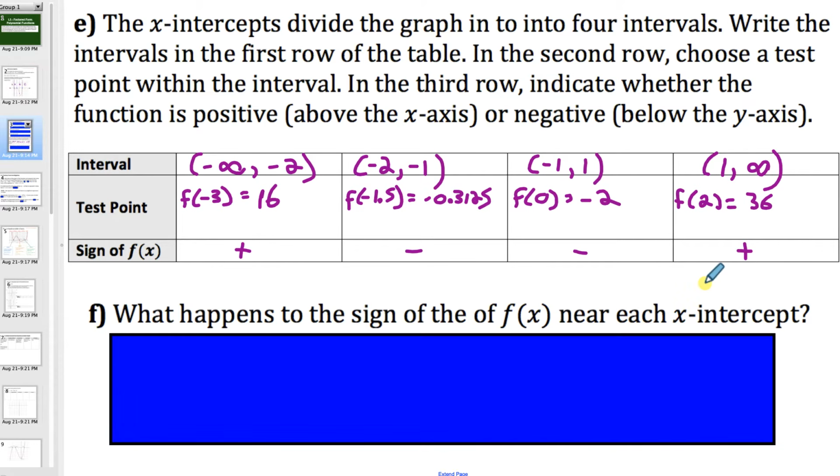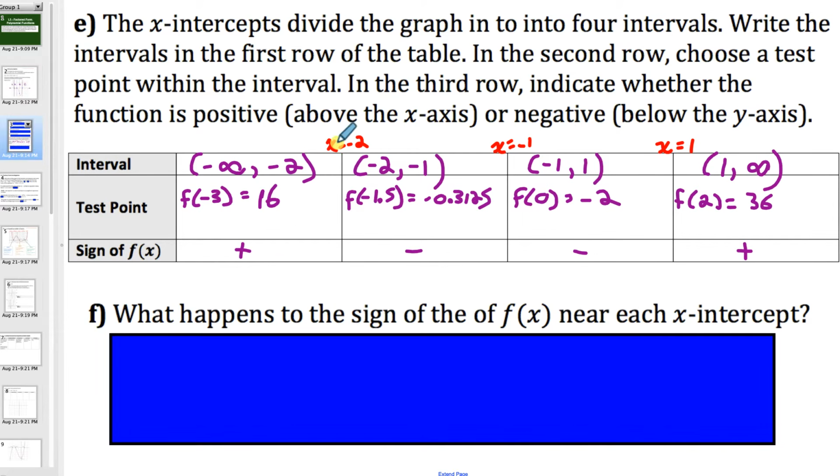The reason why I had you do this is because I wanted you to look carefully at when does the function change sign and when does it not. The function changed from being positive to negative at the x-intercept of negative 2. And let me just label these dividing points here. The x-intercept was negative 2. Here is the x-intercept of negative 1. And here is the x-intercept of 1.